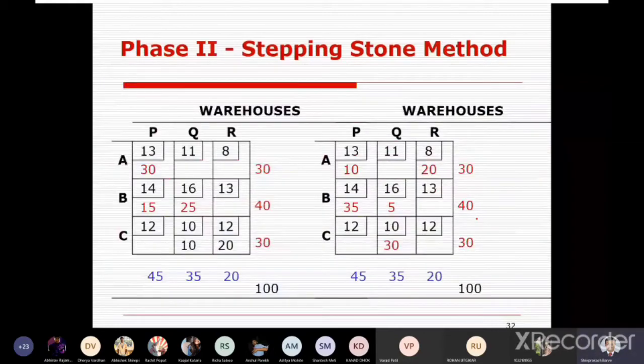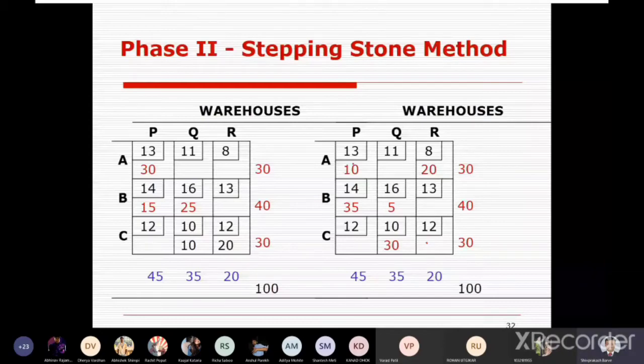I have shifted 20 units from this CR, from this point to this point. Everywhere there is a plus sign, I have added 20, and wherever there is a minus sign, I have subtracted 20. Like this, you can see that the plant A capacity was 30, and after this shifting also plant A capacity is 30, that is 10 plus 20. So like this, I have maintained all of this. Now, this is iteration number 2.